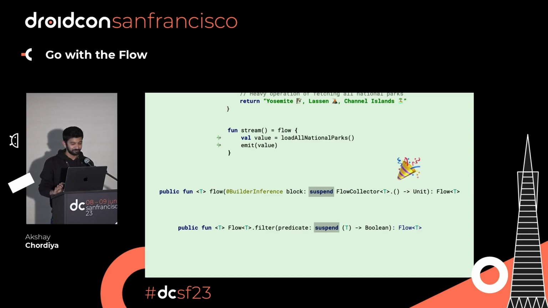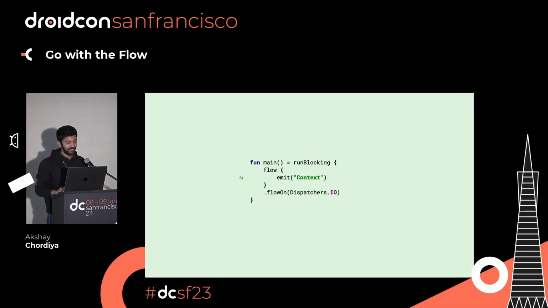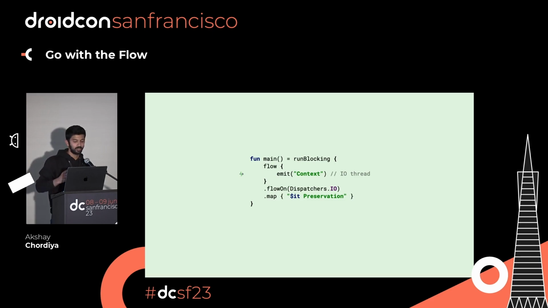So yay, fewer operators. Let's look at the core ideologies of Flow and how they make our lives easier. With Flow, you can define or switch the thread by using an operator called flowOn, which takes in the dispatcher, which in this case is IO. And this operator sets the specified dispatcher only upstream. So anything above flowOn will run on the IO thread.